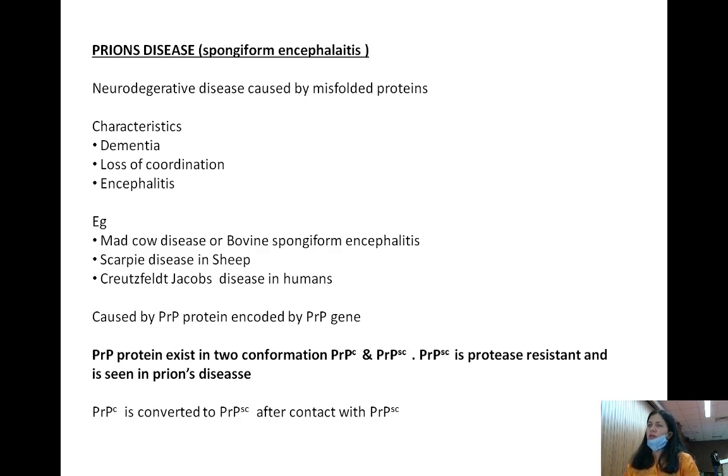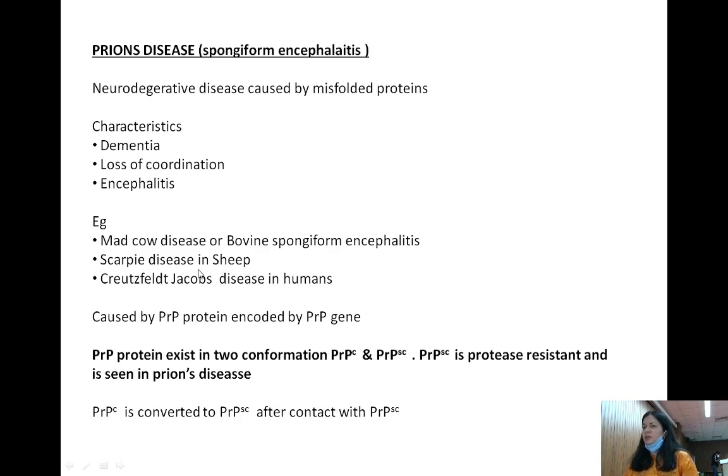Then encephalitis. So this Prions disease, remember, is caused because of the infectious protein particle. These protein particles are passed in different species. For example, when these protein particles are present in sheep, the disease is known as Scrapie. When the protein particles move from the sheep to the cow, it gives rise to a condition known as mad cow disease, also known as bovine spongiform encephalitis. When the same protein particles move from the cow to the human, it results in a disease known as Creutzfeldt-Jakob disease.